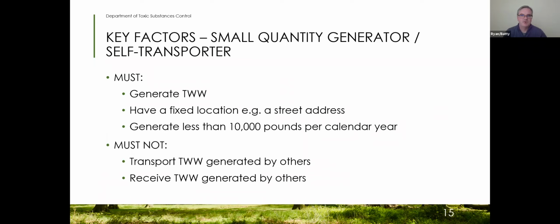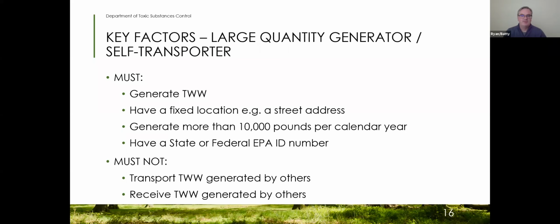So first of all, I'm going to talk about the small quantity generator variance. In order to qualify for this type of variance, you must be a generator of treated wood waste. You must have a fixed location, like a street address where this generation is occurring, and you must generate less than 10,000 pounds per calendar year. If you're applying for this type of variance, you must not transport treated wood waste generated by others. So you're allowed to generate your own and transport your own treated wood waste, but you cannot transport treated wood waste generated by others. You also cannot receive treated wood waste generated by others. Next slide, please.